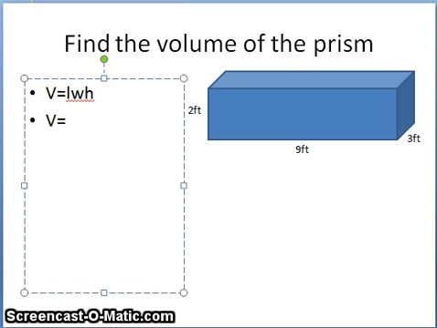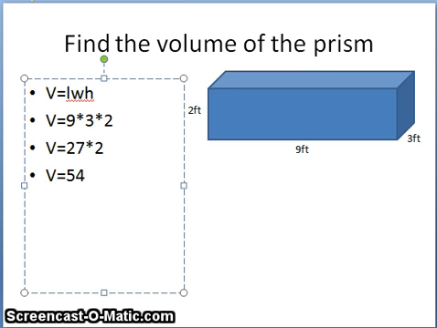So the volume would be the length, which I'm going to call 9, times the width, which I'm going to call 3, times the height, which is 2. So the volume here will be 9 times 3, which is 27, times 2. 27 times 2 is 54.